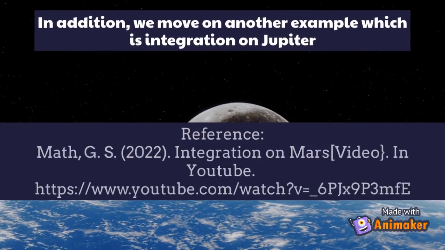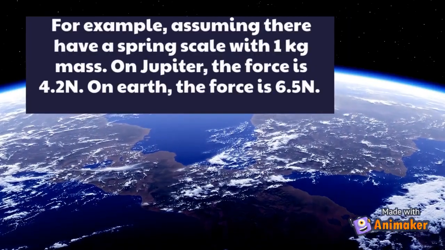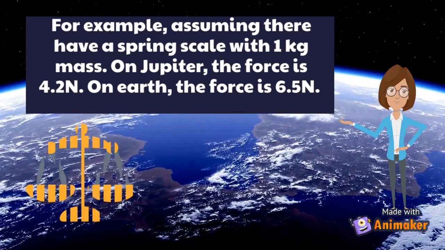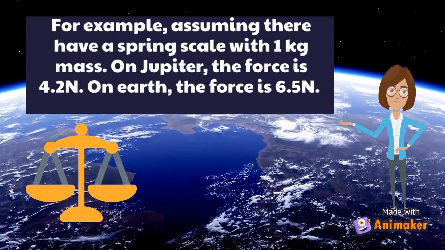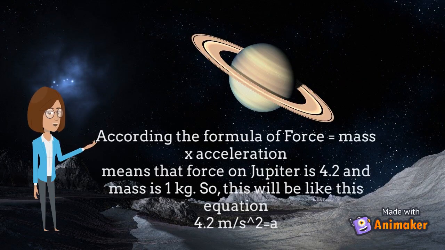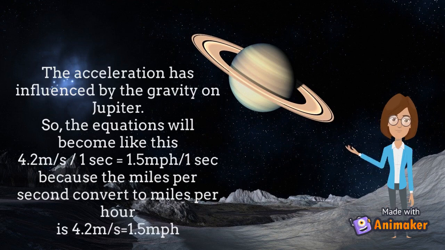In addition, we move on to another example, which is integration on Jupiter. Assume there is a spring scale with a 1 kg mass. On Jupiter the force is 4.2 N, on Earth the force is 6.5 N. Using force equal to mass times acceleration, it will be like this equation: 4.2 N over s squared is a. The equation becomes 4.2 m over s over 1 second equal to 1 mph over 1 second, because the acceleration is equal to the gravity on Jupiter.